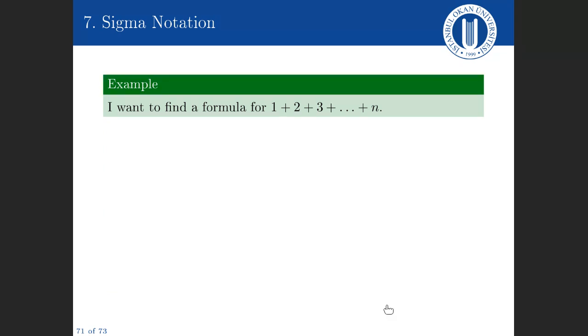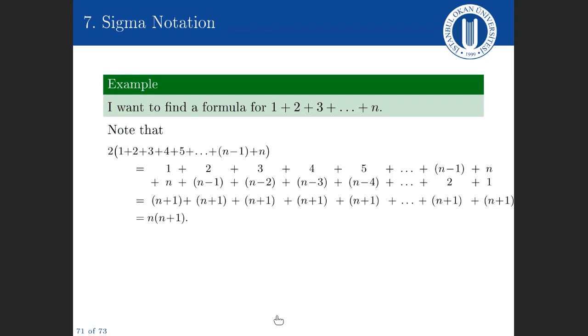I want to find a formula for 1 plus 2 plus 3 plus 4 plus 5 plus 6, etc. up to plus n. And what I'm going to do is, instead of calculating that, I'm going to calculate a formula for double this, for 2 times 1 plus 2 plus 3 plus 4, etc. And the way I'm going to do this is I'm going to write first 1 plus 2 plus 3 plus 4 plus 5 plus etc. up to plus n. And then I'm going to do the same thing in reverse.